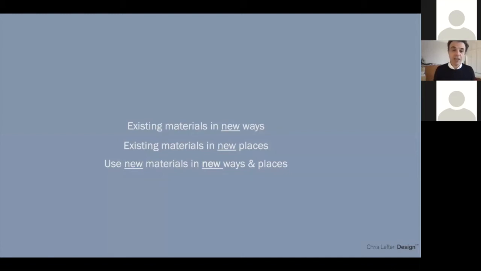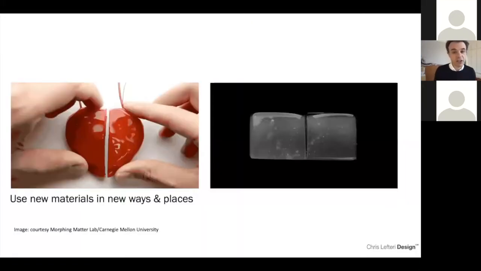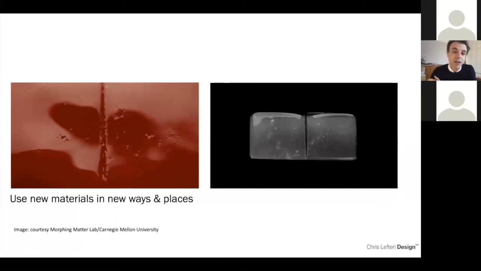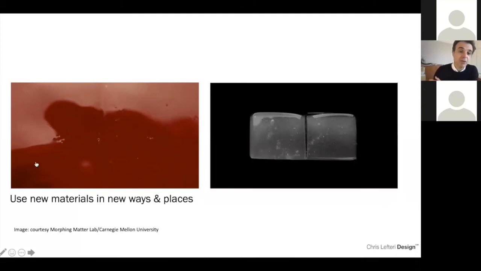And the third one is if you have something new. So taking a new material, using it in a new way, in a new place. But this is quite challenging, because as I said, there are not so many new materials. In the 1950s, we had a huge amount of new materials, but not so many these days. But this would be an example of a new material. This is from Carnegie Mellon research, and it's about self-healing materials. And you can see from these short little clips what it does.